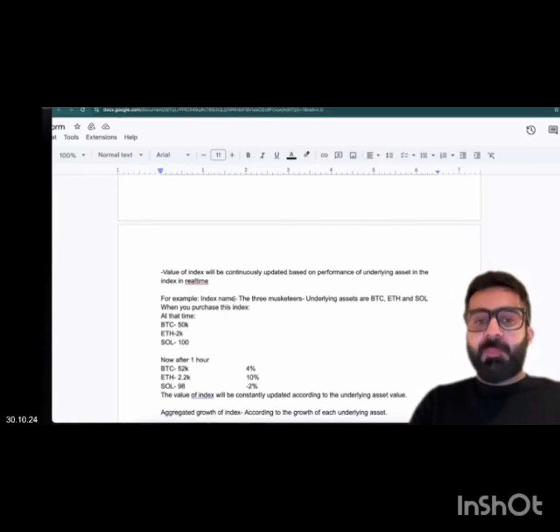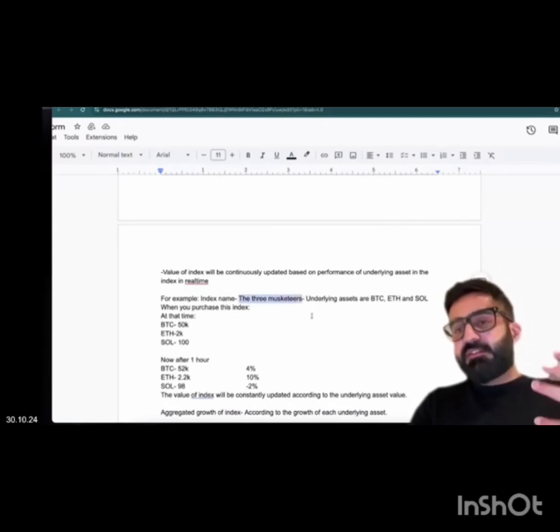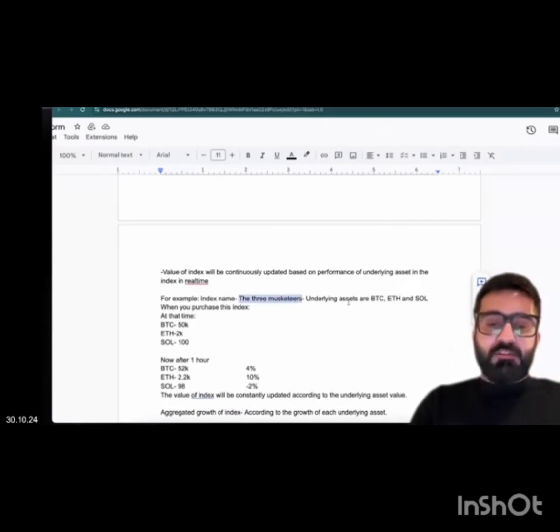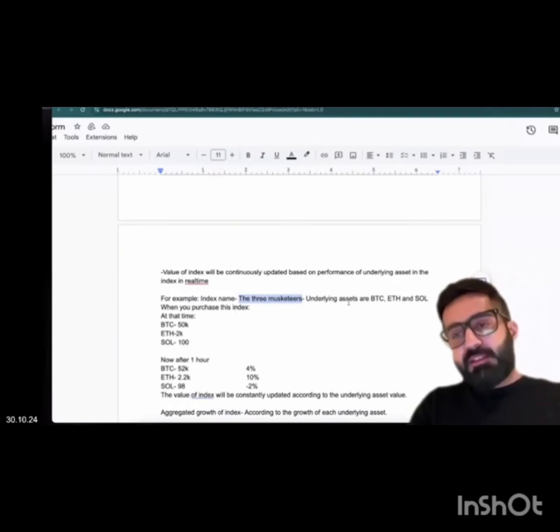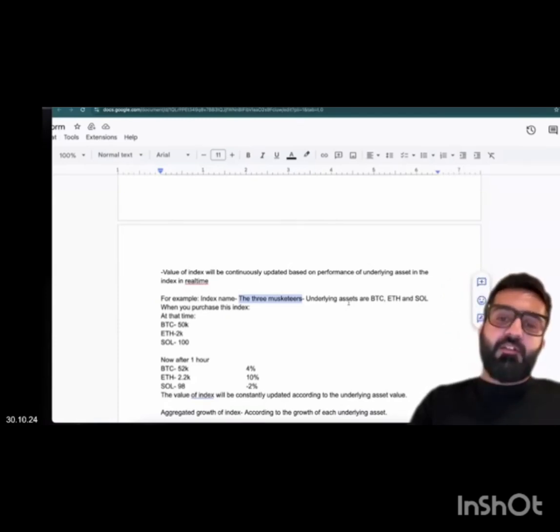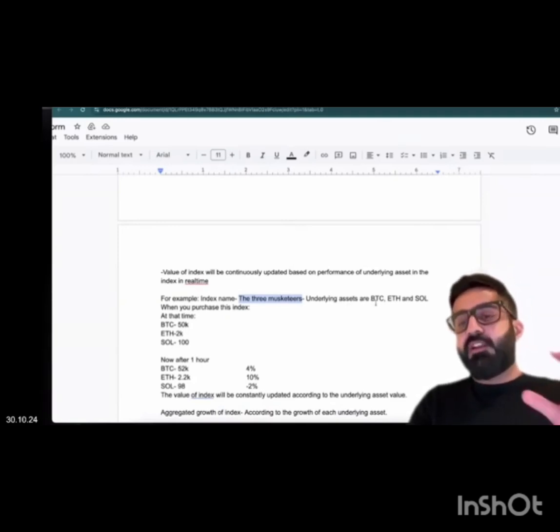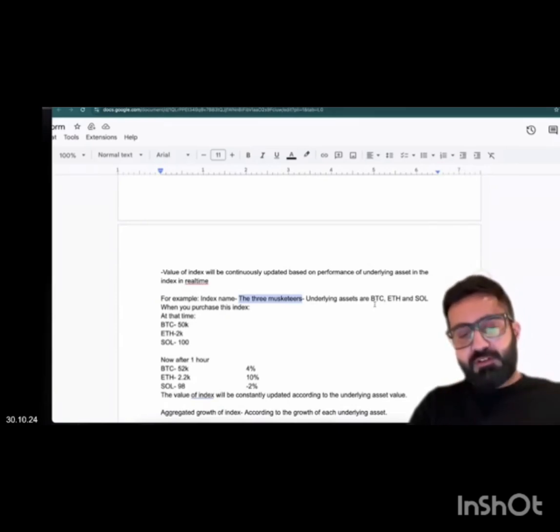We will take an example for this whole presentation, for the introduction of the product: one index named Three Musketeers. This is a prominent index with Bitcoin, Ethereum, and Solana. So let's say we are buying Three Musketeers. The weightage of the three assets will be 33% each. So if you buy $5,000 worth of Three Musketeers, you are holding Bitcoin, Ethereum, Solana equally, 33% each of $5,000.